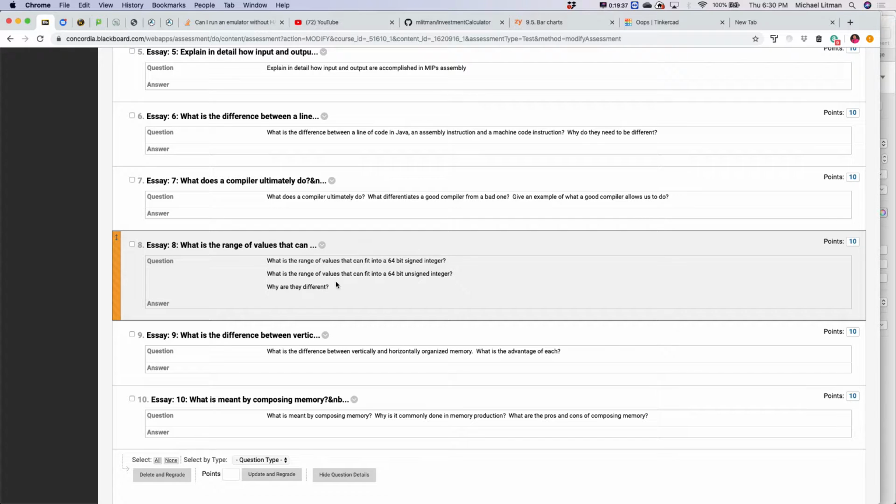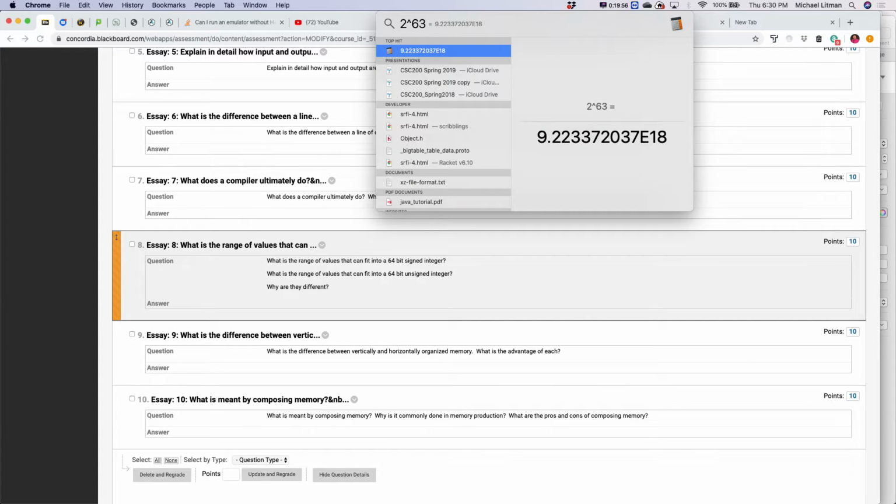What is the range of values that could fit into a 64-bit signed number? So we're talking about the difference between signed and unsigned numbers. The range of values that fit into a 64-bit signed integer is based on 2 to the 63rd power. You could write it as negative 2 to the 63rd to positive 2 to the 63rd minus 1. That's the range of values.